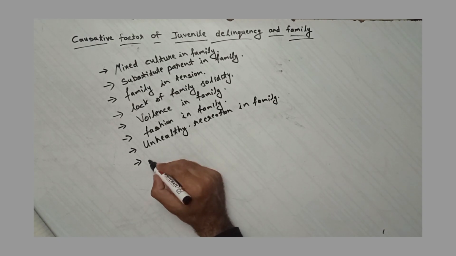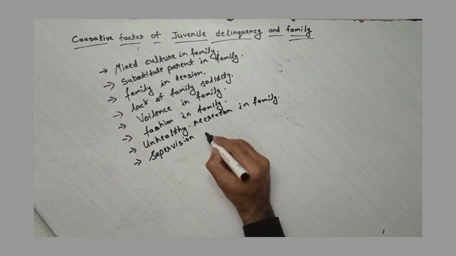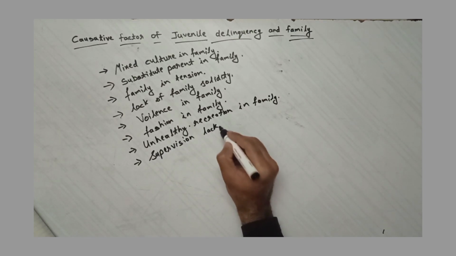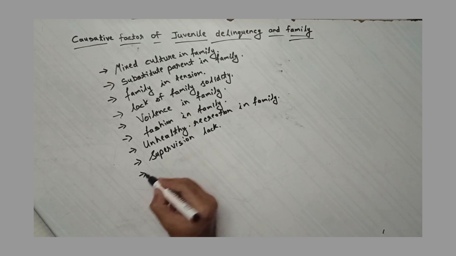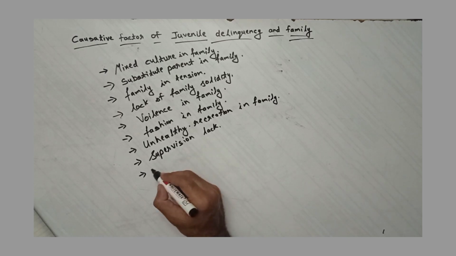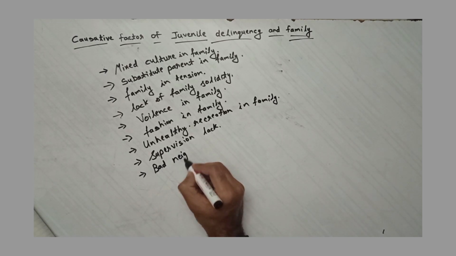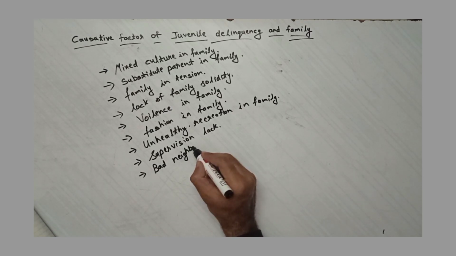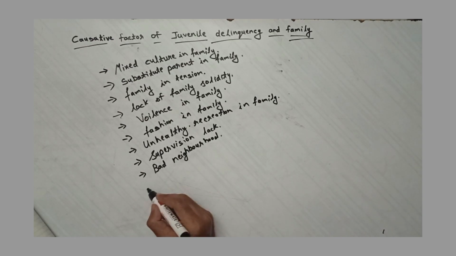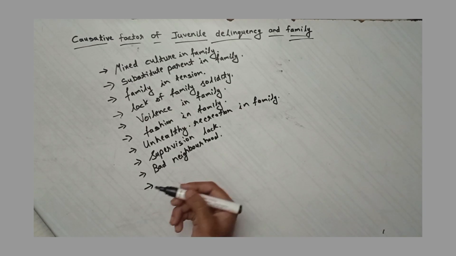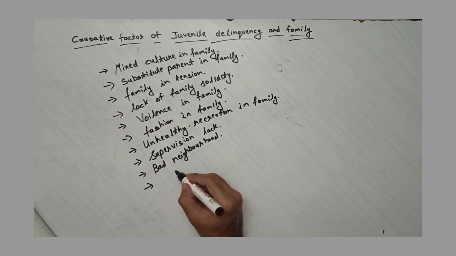Next was lack of supervision. Lack of supervision we can say means bad neighbors. Same as the previous point I said, bad companies, it is also the same.